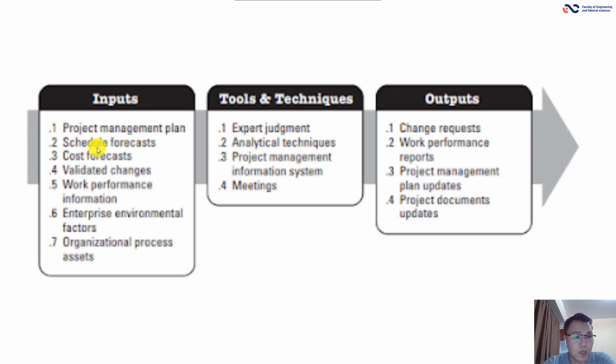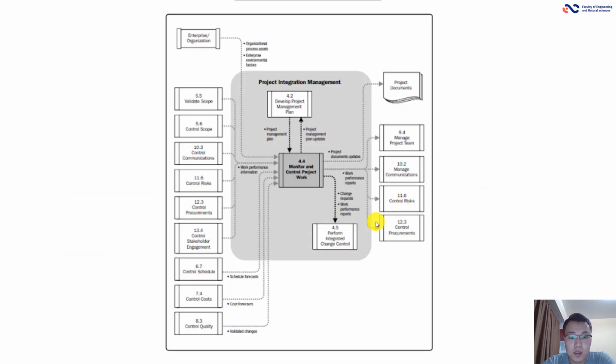Here in input we will have project management plan, schedule forecasts, cost forecasts, validated changes, work performance information, enterprise environmental factors, organizational process assets. In tools and techniques, it's expert judgment, analytical techniques, project management information system, and meetings. On output, change requests, work performance reports, project management plan updates, project documentation updates. It's a workflow after monitor and control project work. Here we can see that it goes to perform integrated change control.